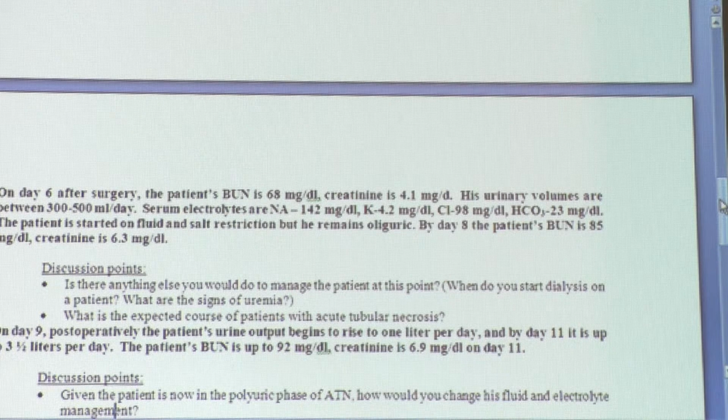Okay. All right. Go ahead with the next paragraph, James. On day 9, postoperatively, the patient's urine output begins to rise to 1 liter per day, and by day 11, it's up to 3.5 liters per day. Patient's BUN is up to 92 milligrams per deciliter. Creatinine is 6.9 milligrams per deciliter on day 11.